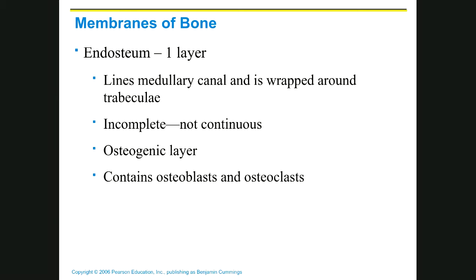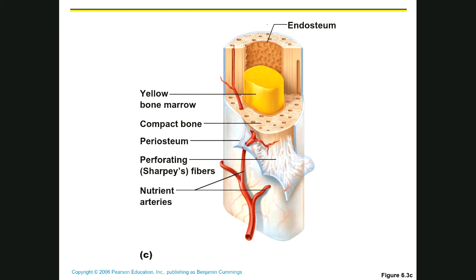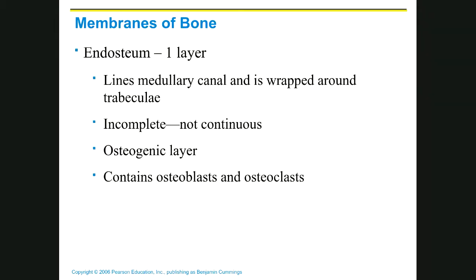So that's the periosteum. But we also have an endosteum. So remember, the endosteum is in here. Here's the endosteum. So you can see it, this very thin layer right here. It's a different color. If you look at the endosteum, and you can see it over here too, it lines the hollow spaces in the bone. It's lining a medullary canal, and it's also wrapped around all the trabeculae.